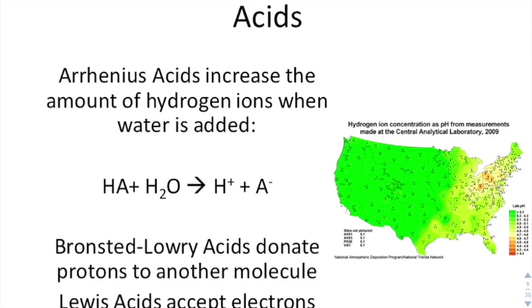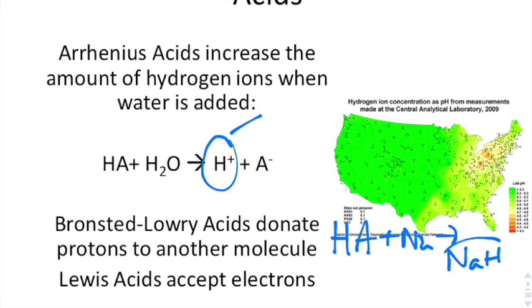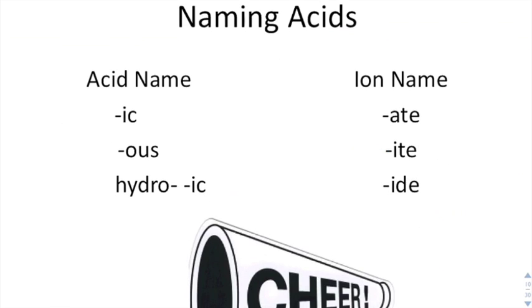So next, acids and bases. You should be familiar with the definition of an Arrhenius acid. An Arrhenius acid is just when you have an increase in the amount of hydrogen ions, specifically when water is added. Whenever you have a Bronsted-Lowry acid, it means you donate a proton to another molecule. So there's not necessarily free ions for a Bronsted-Lowry. It could be something like HA plus Na goes to NaH. See how there's no free proton there? It's actually connected to something else. And Lewis acids have to do with electrons. Now we're going to talk about the definitions of acid in a lot more detail whenever we actually talk about acids and bases.